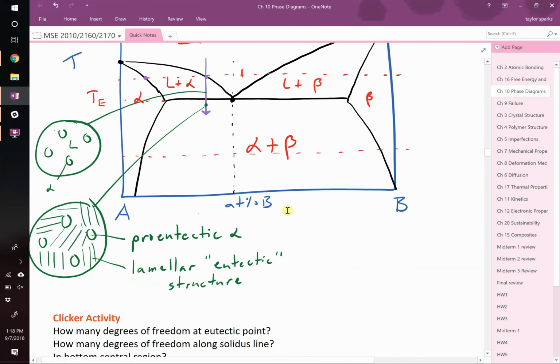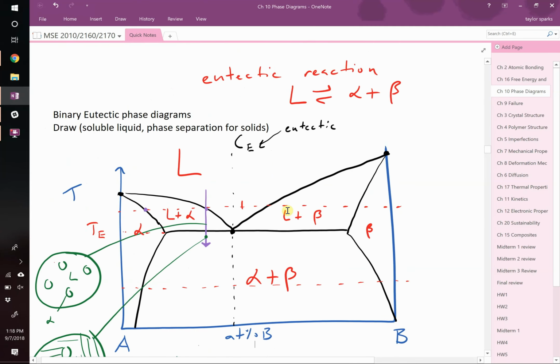How would this drawing look different if I cooled it down right at the eutectic composition, right here? Maybe turn to a neighbor, how will it look different? Okay, what do we think? In the back, next to Will, is it Dave? Dave, how will it be different?